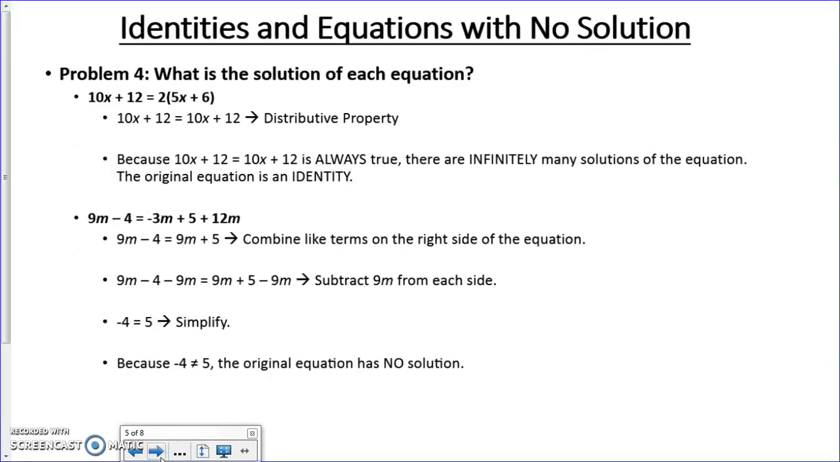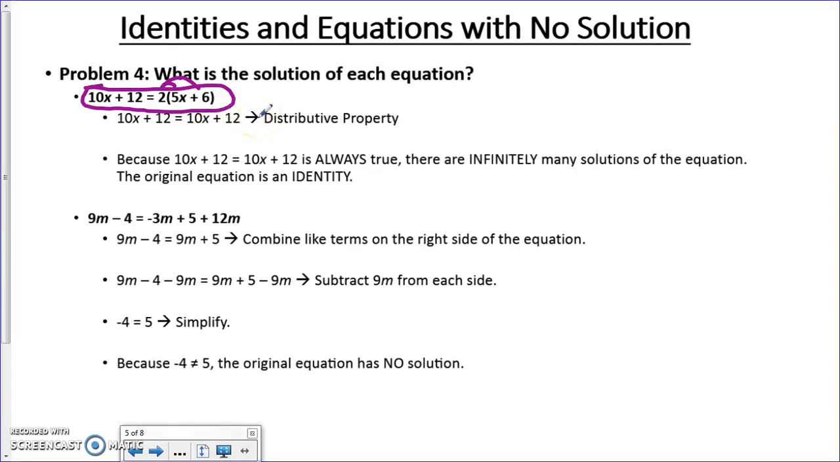Now, here we have identities and equations with no solution. Problem 4. What is the solution of each equation? So the first equation we have is 10x plus 12 equals 2 times 5x plus 6. First off, we want to get rid of these parentheses, so we're going to distribute. So 10x plus 12 equals 10x plus 12.